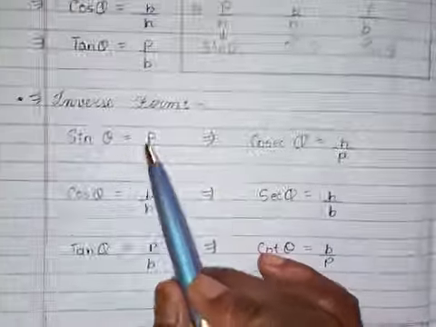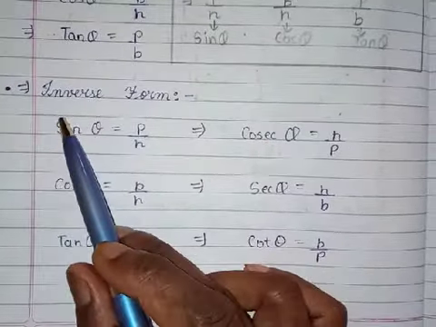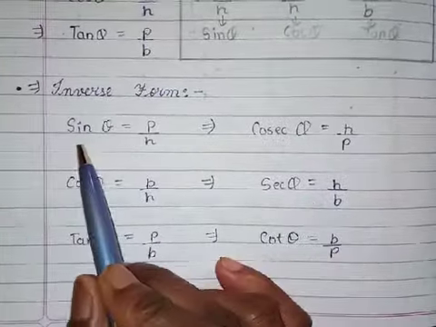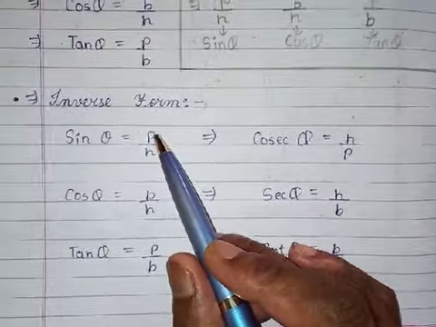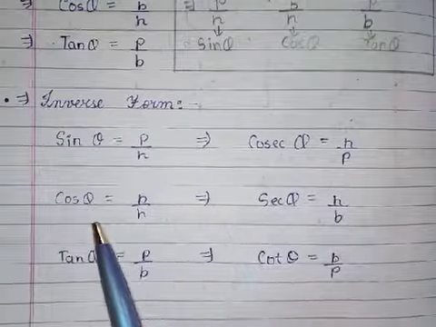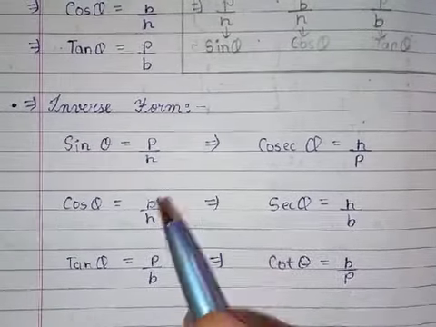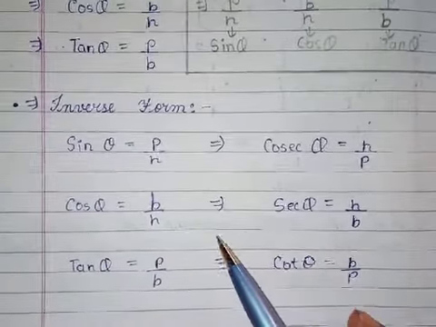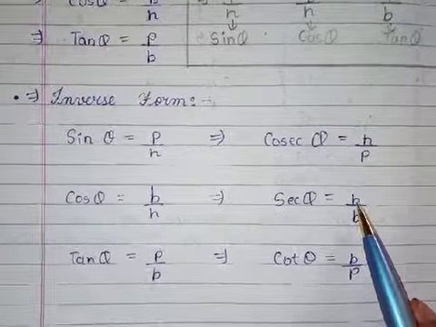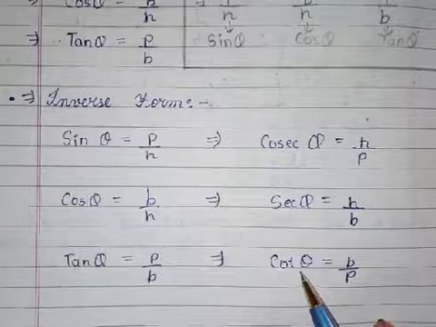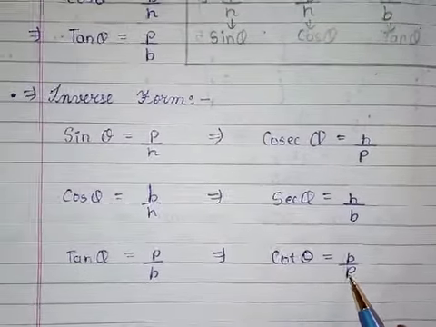The inverse forms are also there. Sine theta is P by H. Cosec theta is the inverse of sine theta, so the inverse of P by H is H by P. Cos theta is B by H, and the inverse of cos theta is sec theta, which is H by B. And tan theta is P by B, and the inverse of tan is cot theta, which is B by P.